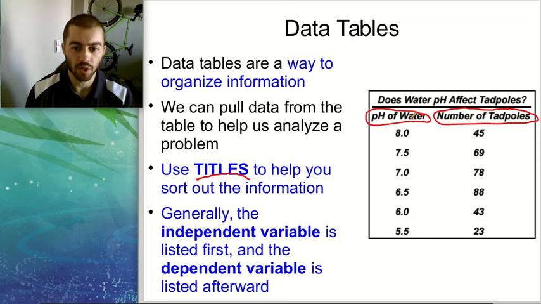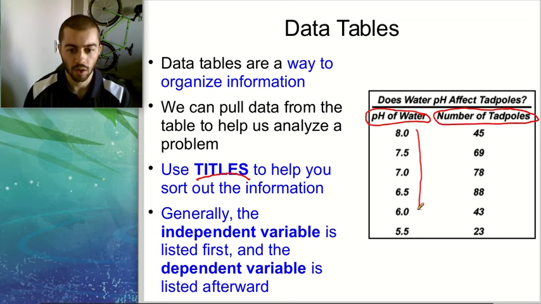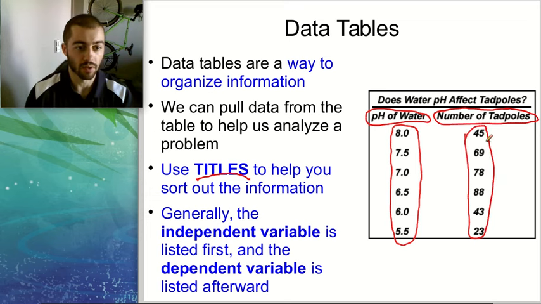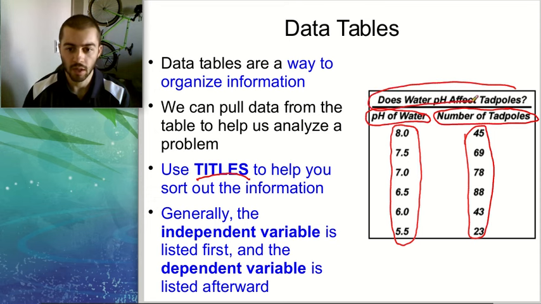But for this example, we know that everything in this column here has to do with the pH of each of these different samples, and everything in this column here has to do with the number of tadpoles that are living in the water when it's at that given pH. So the titles really help us make sense of what's going on, and this data table even has a title for the whole thing that tells us we're looking at the pH of water and how that affects the tadpoles' growth in this water ecosystem that they're living in.